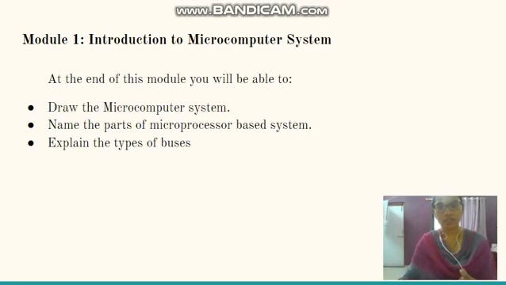Today, in this lecture, we will be having a look at Introduction to the Microcomputer System or a microprocessor based system. So, at the end of this lecture, you will be able to draw the microcomputer system, name the various parts of a microprocessor based system, and explain the types of buses in a microcomputer based system. So, let us begin.